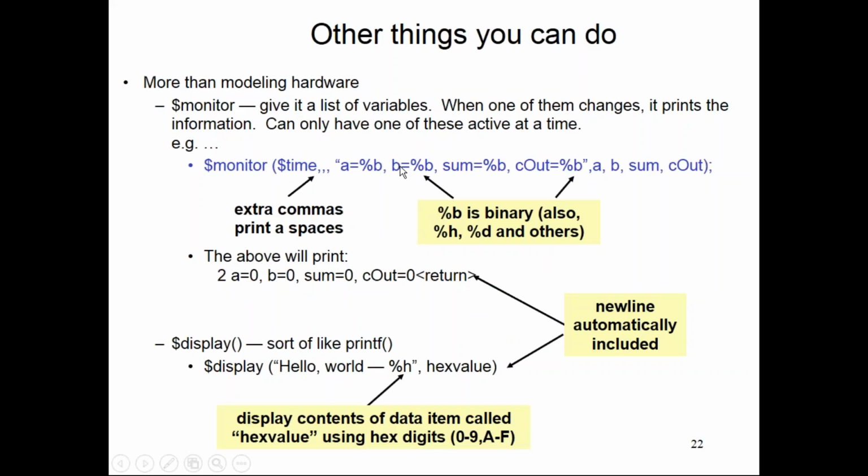So this is a description of a monitor signal. How many commas there are will define the spaces, and the percentage is a variable. That means the percentage is a data construct in the form of binary, hexadecimal or decimal. The number of inputs and outputs are declared afterwards. And $display is similar to your printf statement in C.